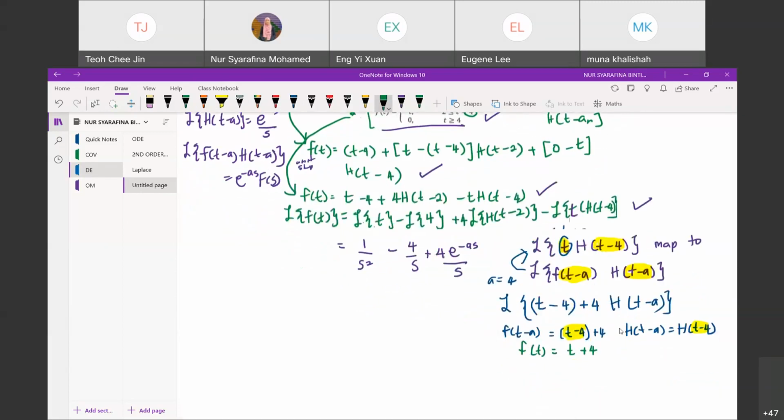Then from here, you can have your F(s) by transforming t plus 4, which will give you 1 over s squared plus 4 over s. So when this is mapped to f(t minus a) h(t minus a), the transformation becomes exponent negative as times F(s). So this one will become exponent negative a s, where a is 4s, times F(s). So this is how you transform t h(t minus 4). Clear now? Any question?